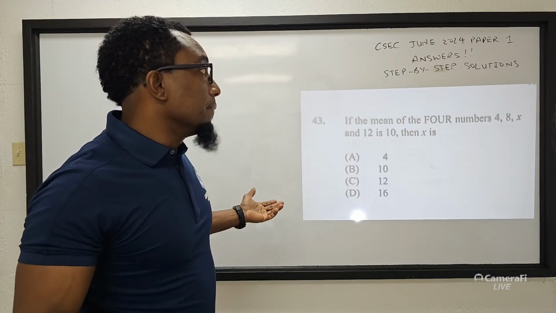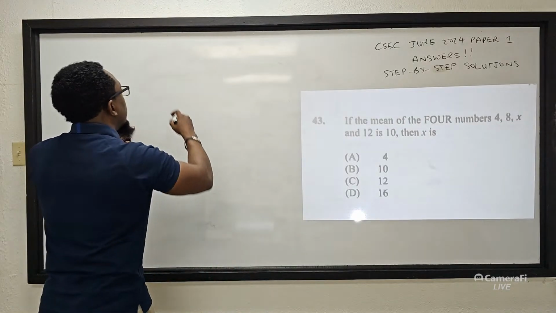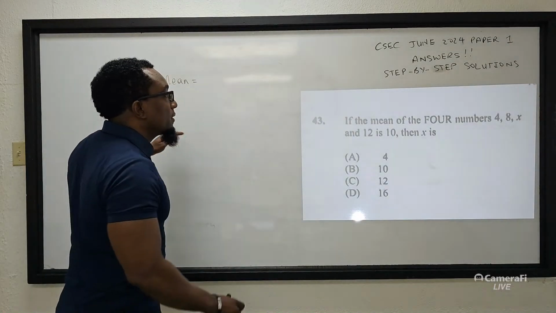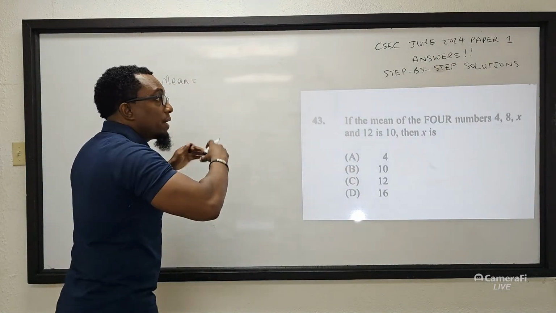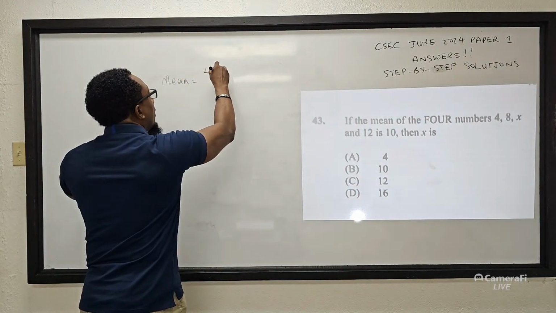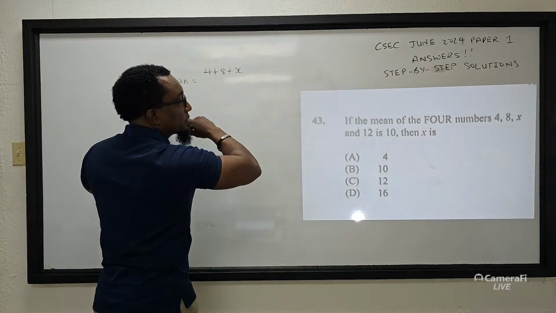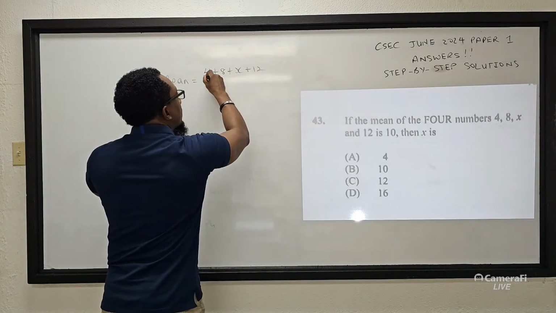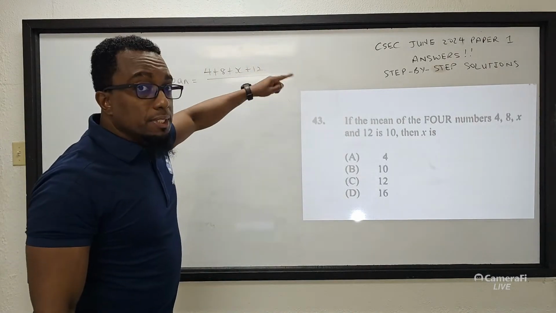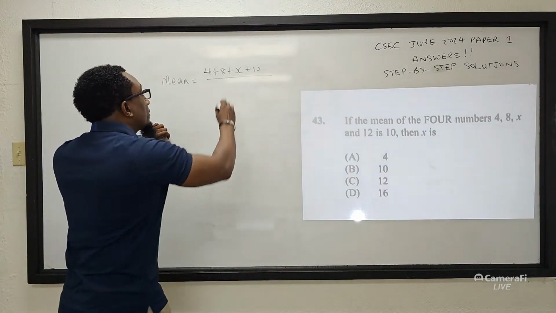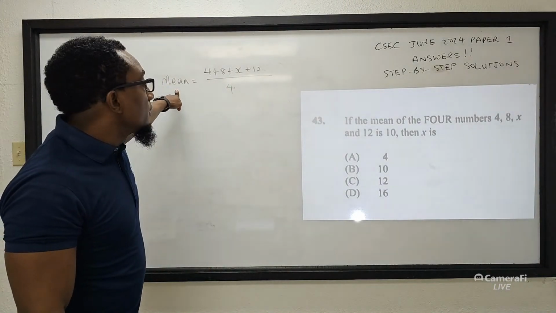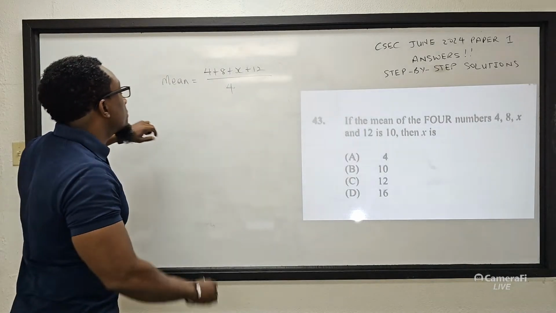So the mean of 4 numbers. So we know how to find mean or average. The mean is what? You're going to take the sum of all observations. You have the observations there, which are 4 plus 8 plus x plus 12. Now how you find the mean: the sum of all observations, divided by the total number of observations, which will be 4. And of course, we found our mean, which is 10. So the mean is 10.